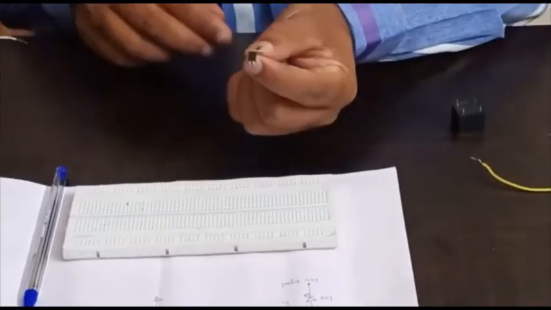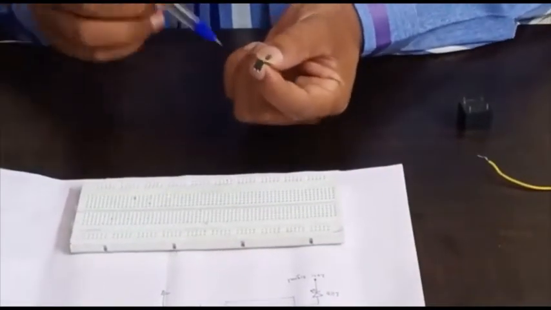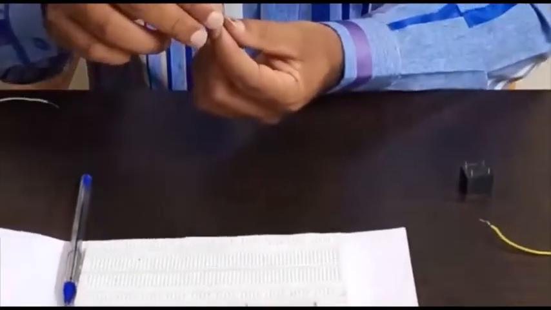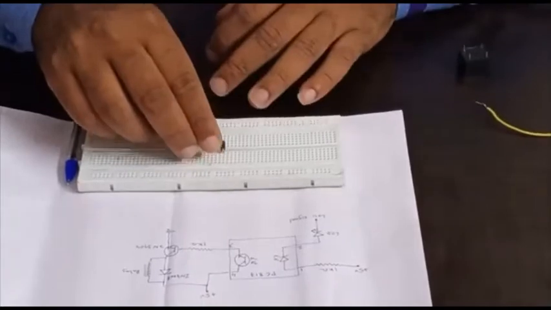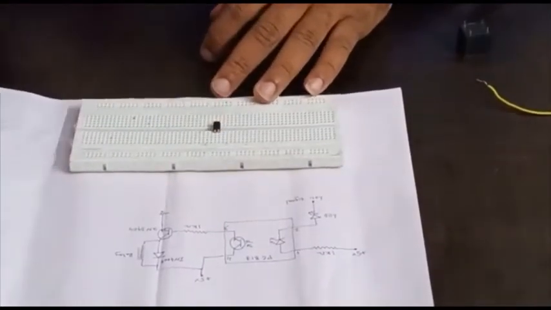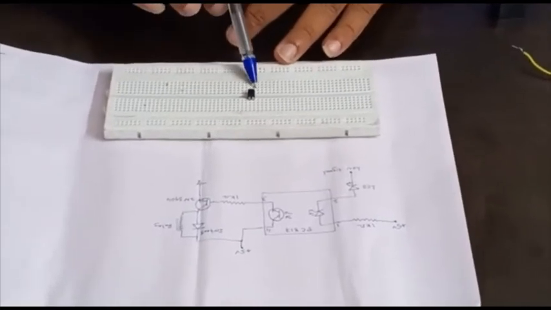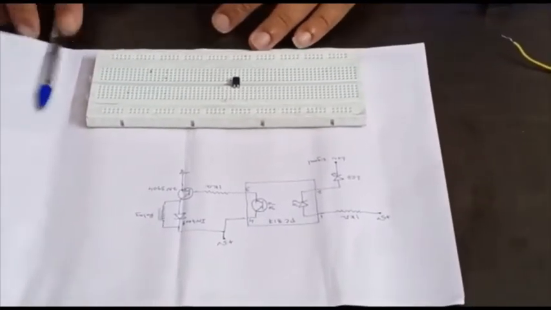The PC817 IC has an asterisk mark across the pin number 1. So let us connect. This is the pin number 1 and this is the pin number 2. This is pin number 3 and this is pin number 4.